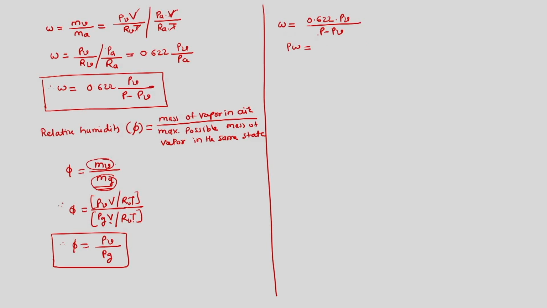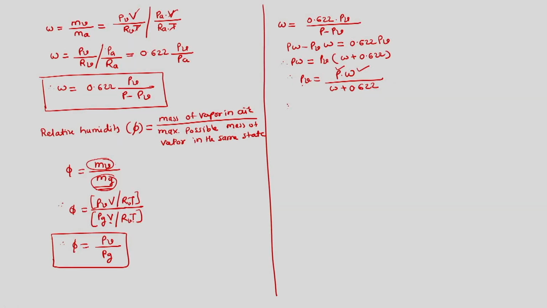So this will become P omega minus PV omega is equal to 0.622 PV. So P into omega is equal to PV into omega plus 0.622, and this gives us PV is equal to P into omega divided by omega plus 0.622. So if we know specific humidity and mixture pressure, we can find out relative humidity.